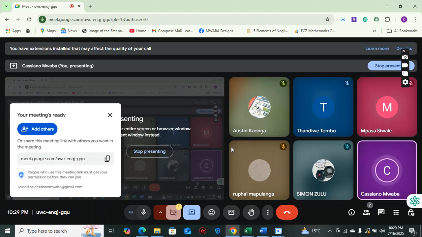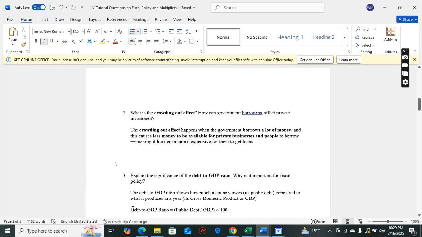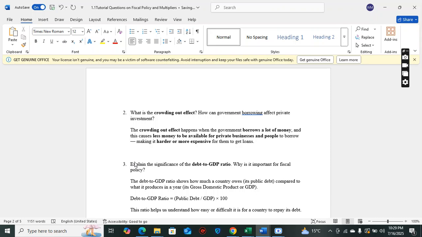Yes, so crowding out effect, government removes most of the money. So there's little money for businesses and people to borrow, and those businesses and people will be charged high interest rates. Okay, so it will chase away investment, and it's not good for an economy, because there are businesses that want to invest big here in Zambia. When they invest big, people are going to get jobs, unemployment levels will go down.